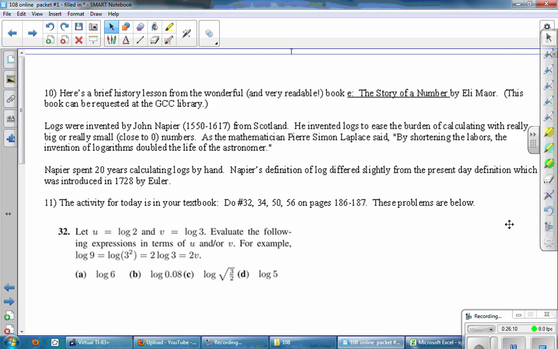The activity for today is in your textbook. It's these 4 problems from pages 186 to 187. The problems are also below. The learning objectives follow these problems, and of course you can take a look at the video for this activity, but I'd encourage you to spend a good bit of time working through this activity before you go to the video or the PDF with all of the notes filled in.